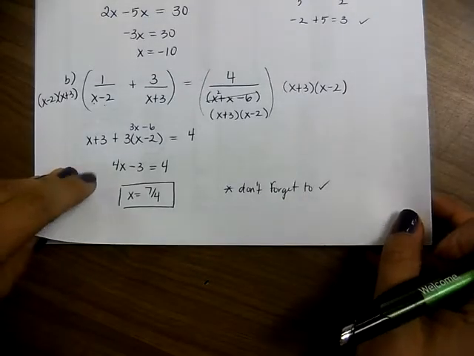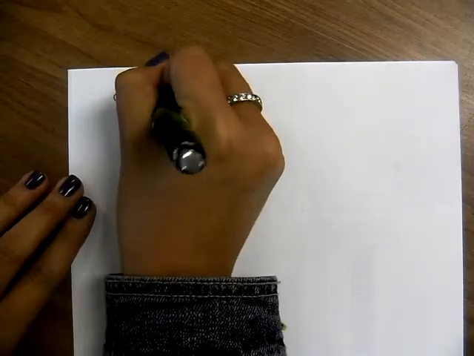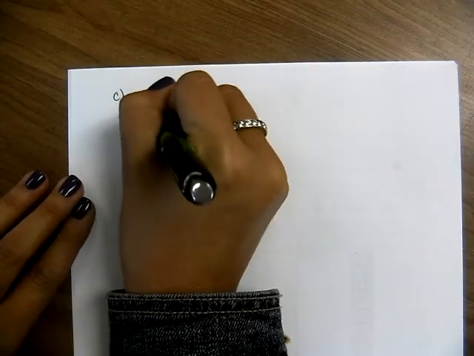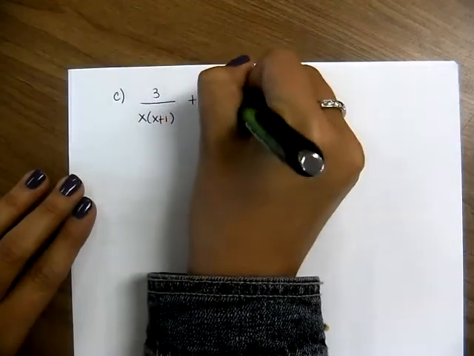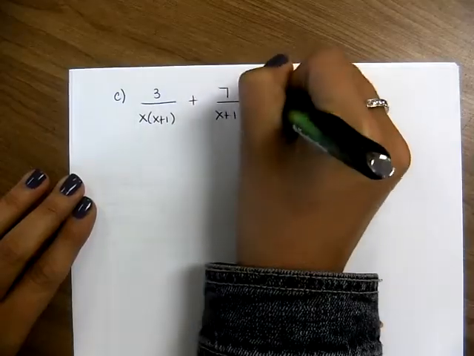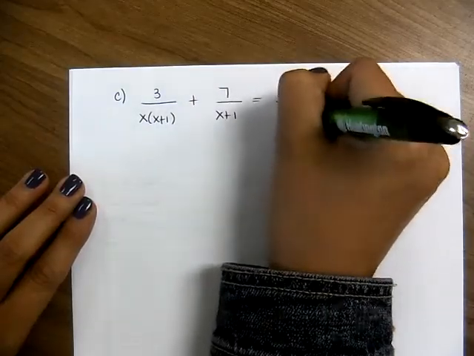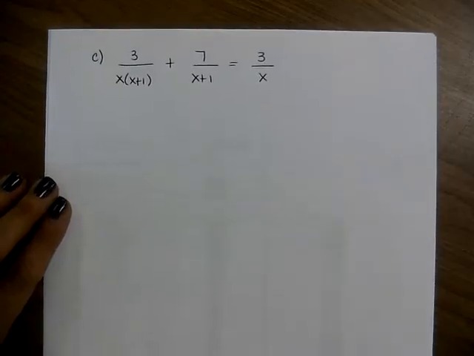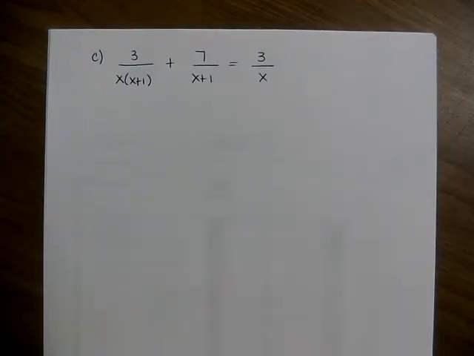Okay. We're going to do one more of these. So C, 3 over x times x plus 1 plus 7 over x plus 1 equals 3 over x. I think you and your partner should try this one. So try it and don't forget to check your solution.